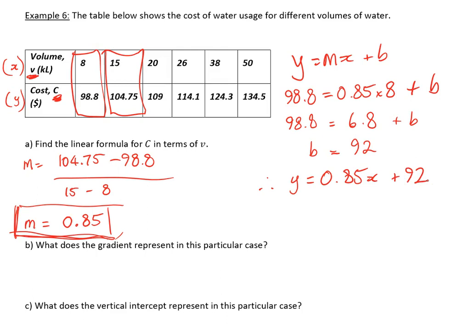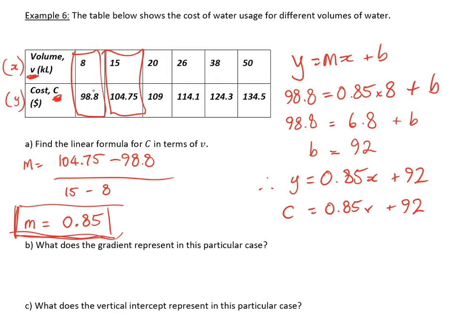But in fact, I should adjust that because we haven't used x and y, we've used v and c. So let's just swap those around, and I'll say that my cost c equals 0.85v plus 92. And you could check that out, right? You could substitute v equals 20: 0.85 times 20 plus 92 is 109, for example. I now have a formula for extending that table of values, perhaps.